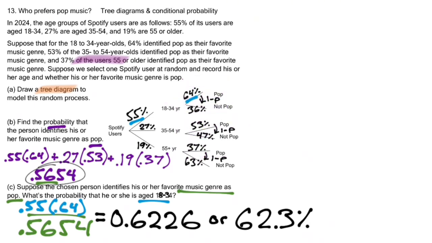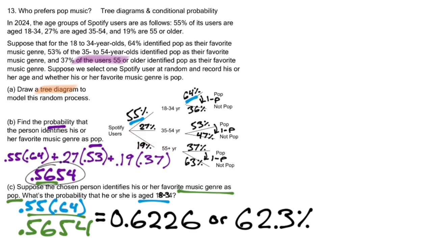So notice how the math is set up. We take 55% chance that they're an 18 to 34-year-old. So that probability that they're within that age group is what starts the calculation. And then you multiply by the likelihood that somebody in that age group likes pop music, which would be 0.64. That probability is now going to be added to the next age bracket. There is a 27% chance that you get somebody who is 35 to 54, so there's the 0.27. And then the probability that somebody in that age group likes pop music is 53%, so you would multiply by 0.53. Repeat that process one more time for the last leg of the tree diagram.